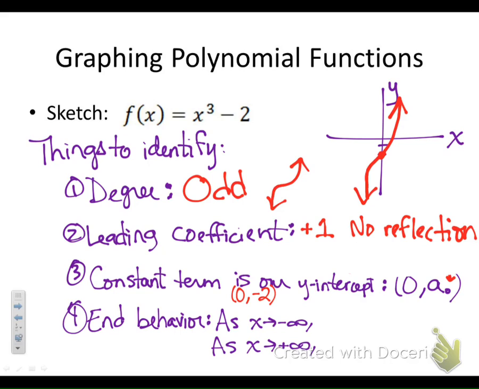So let's think about how we're going to symbolize that. We're no longer going to do y is approaching. We're now going to use function notation. F of x approaches negative infinity. And then to symbolize, wait a second, as we go to the right, this arrow is going up. So instead of y, I'm going to put f of x goes up. That's how I symbolize it. F of x approaches positive infinity.